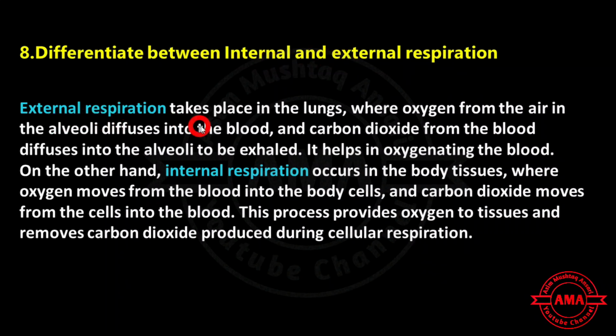Next is differentiate between internal and external respiration. External respiration takes place in the lungs, where oxygen from the air in the alveoli diffuses into the blood and carbon dioxide from the blood diffuses into the alveoli to be exhaled. It helps in oxygenating the blood. On the other hand, internal respiration occurs in the body tissues, where oxygen moves from the blood into the body cells and carbon dioxide moves from the cells into the blood. This process provides oxygen to tissues and removes carbon dioxide produced during cellular respiration.